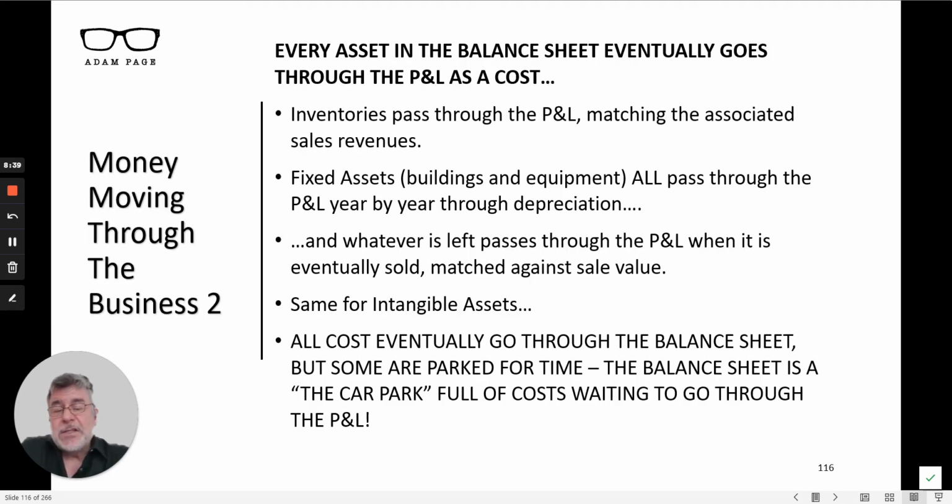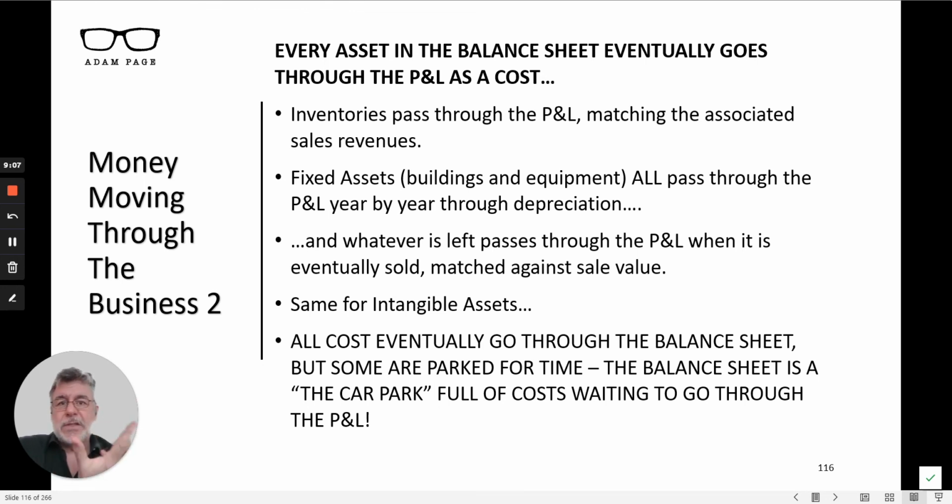The last observation is this. Every asset, I mentioned this earlier, every asset in the balance sheet is effectively a cost that we have not yet released to the profit and loss account. Cost of inventory goes through the profit and loss account the moment we sell something: we match the inventory cost, the cost of raw materials, against that sale. So out it goes from the balance sheet through the profit and loss account.